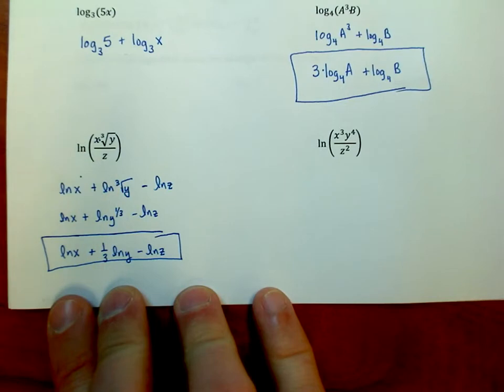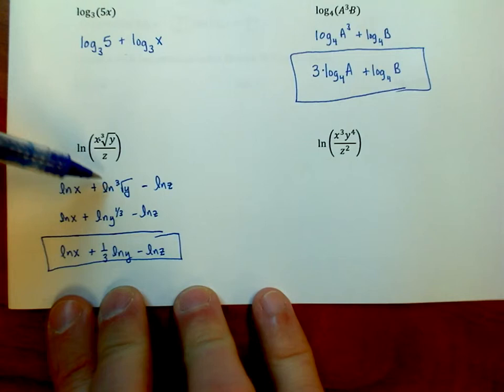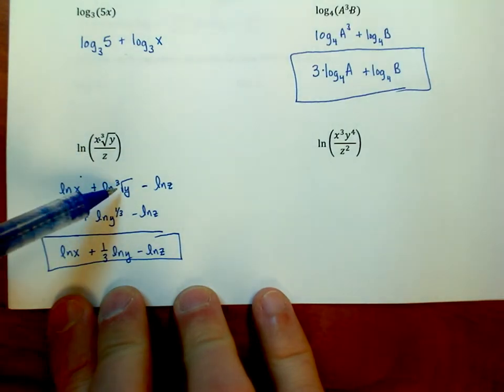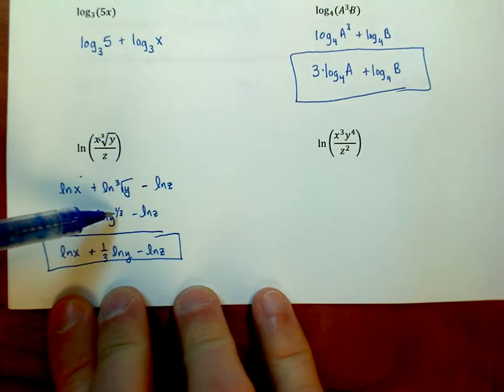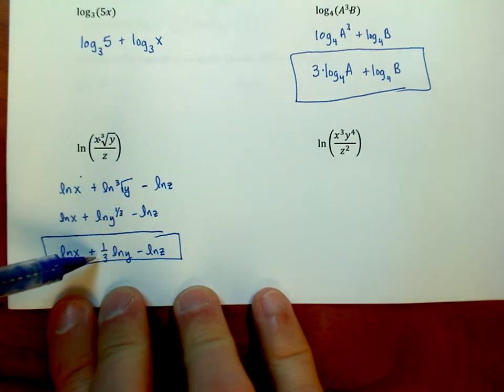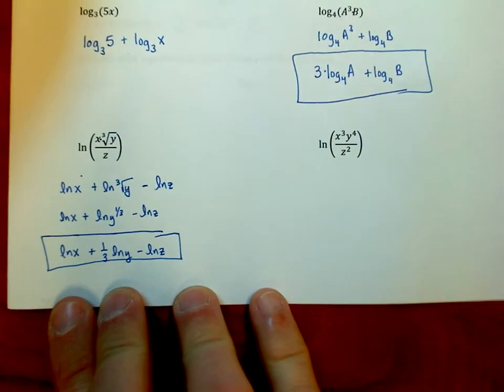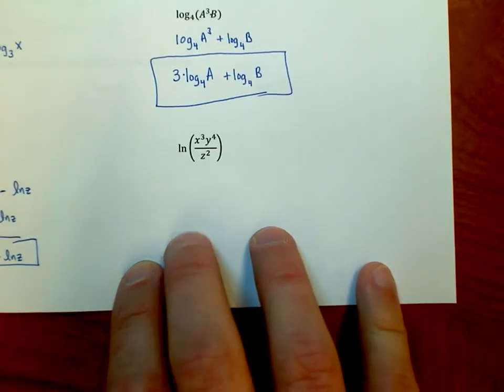So the big important steps here. X and y were both on top, so they're both positive. Z was on the bottom, so it's negative. The second step is understanding that a cube root is actually a 1/3 power. The third step is understanding I can take that 1/3 and drop it down in front. One more example. Ready? If you can do the last one, you can definitely do this one.